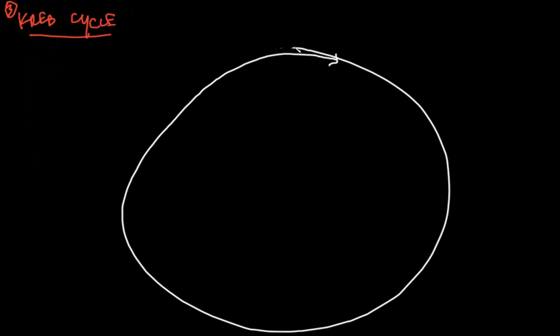So what we have is this cycle, and the reactant that's coming in here is acetyl-CoA, right? Acetyl-CoA is a 2-carbon molecule. And the cyclical part of this, just like with all the other metabolic cycles, is that there are reactants that can be reused over and over again.